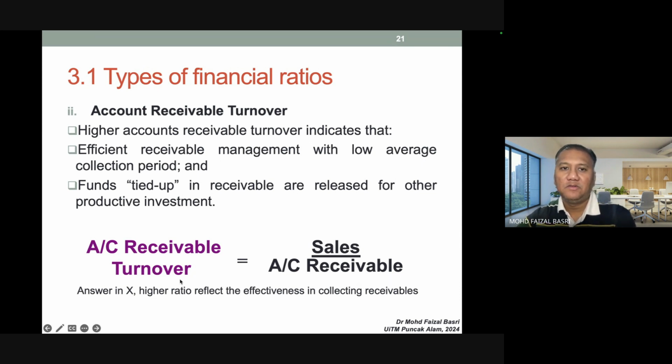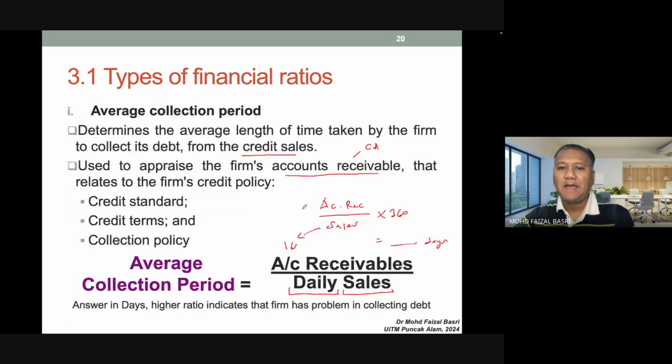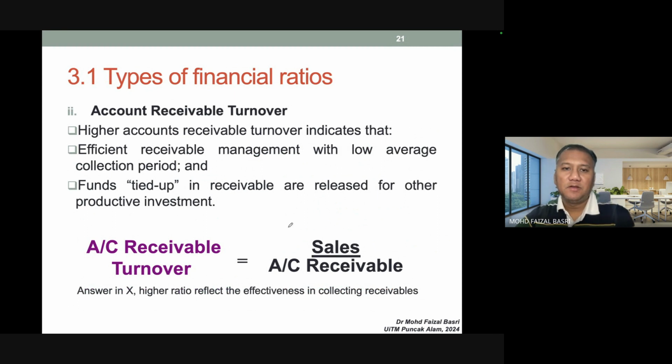Okay, for the turnover ratios, kita ada 4 ratio yang turnover ni. We have 4 ratios with the terms turnover. So all the turnover ratios, the higher the better. Kalau ACP tadi, the lower the better. But for the turnovers, all the ratios should be higher. Higher ratio reflects efficiency in collecting dia punya receivable ke, to generate returns from dia punya assets ke, right? So untuk yang nombor 2 ni is based on sales and account receivable.